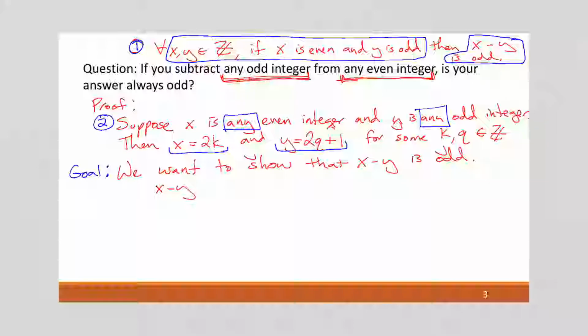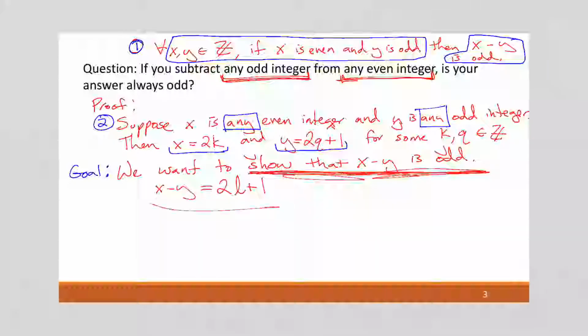We want to show that x minus y is odd, but I can't just say x minus y equals 2k plus 1. Well, there's a mistake. Same variable. Can't do that. But we can't even say that x minus y equals 2l plus 1. Because, again, this is what we're trying to show. We're trying to show that x minus y is odd. We cannot start with the assumption that x minus y is odd. We can't do that. That's what we're trying to show.